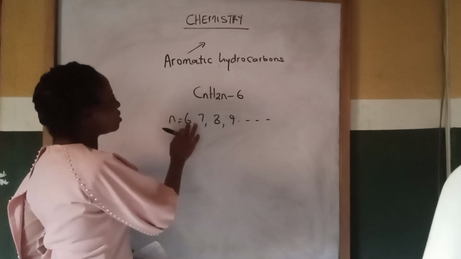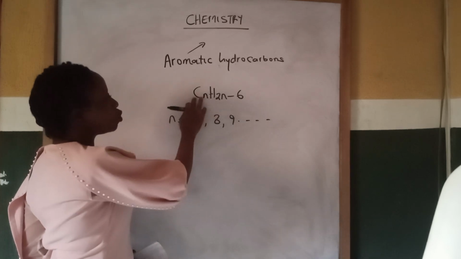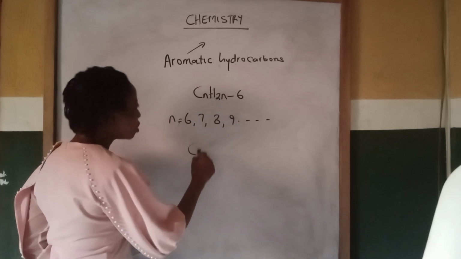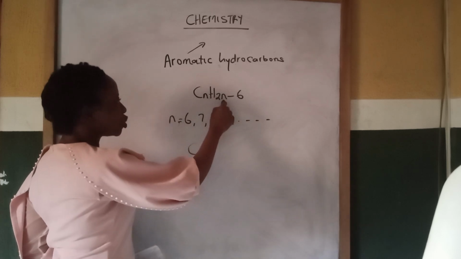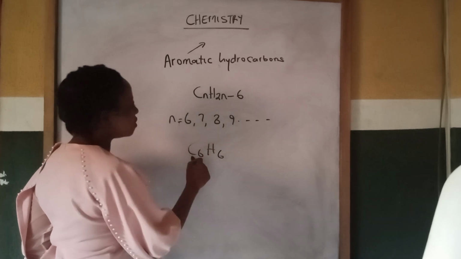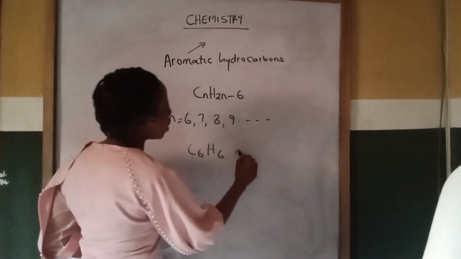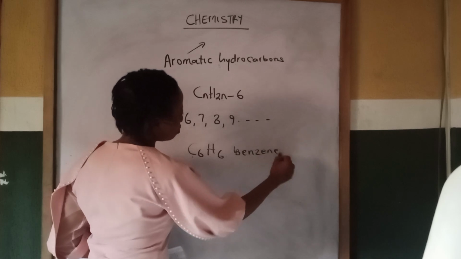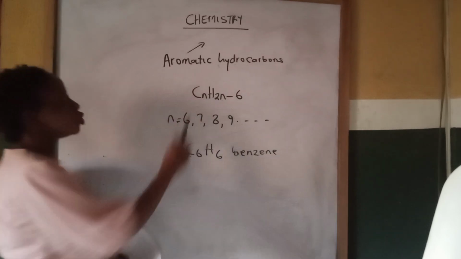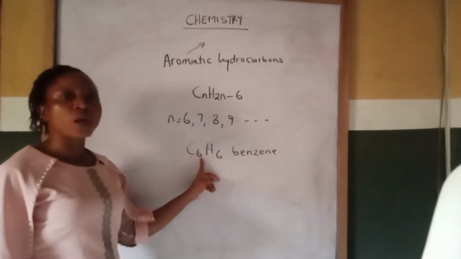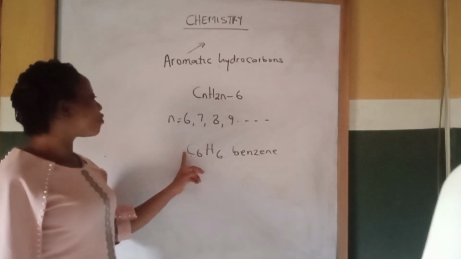If I substitute 6 into this general formula, 6 times 1 gives me C6. 2 times 6 is 12, and 12 minus 6 gives me 6. So C6H6 is the molecular formula for benzene. When 6 is substituted into this general formula, you obtain the molecular formula of benzene.